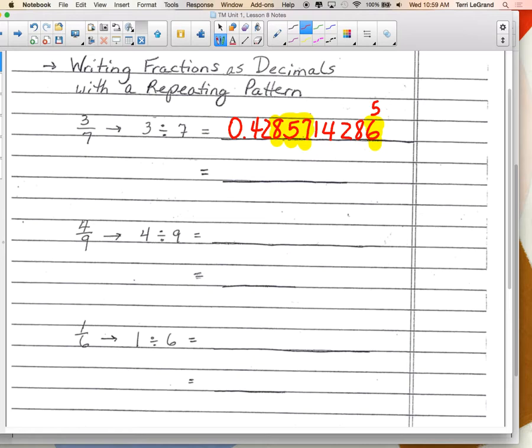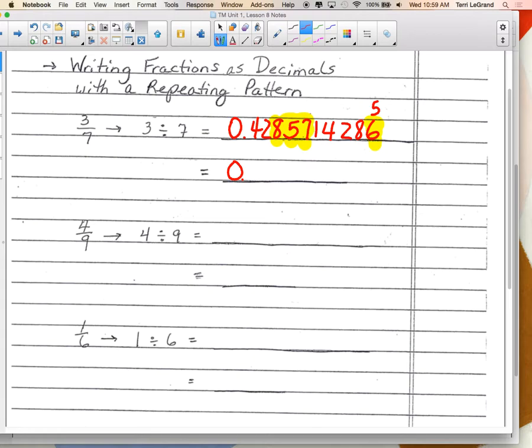Okay? So now can anybody tell me what they think the repeating pattern is in this one? Okay, Harley, you want to try again? 4, 2, 8, 5. Okay, again, remember, whatever you think the repeating pattern is, then it starts over right after that. So 4, 2, 8, 5. The next 4 digits would be 4, 2, 8, 5. Are they?